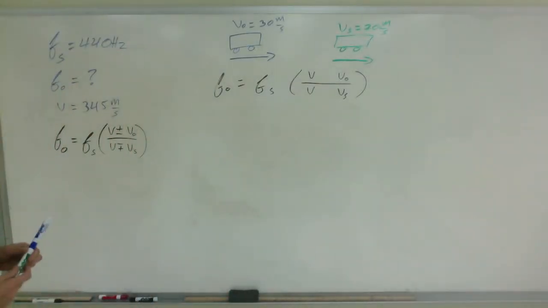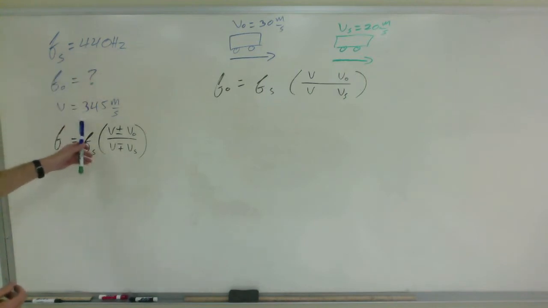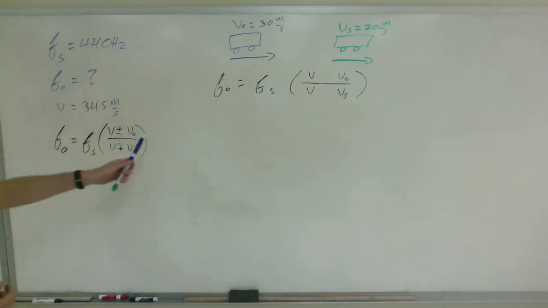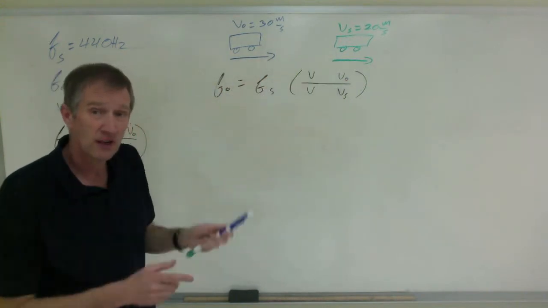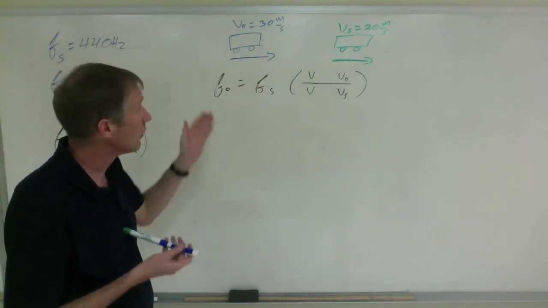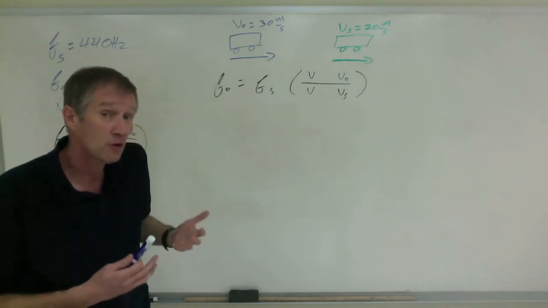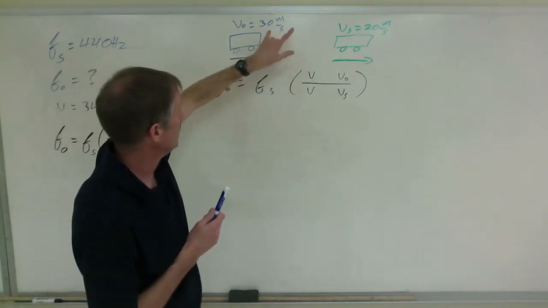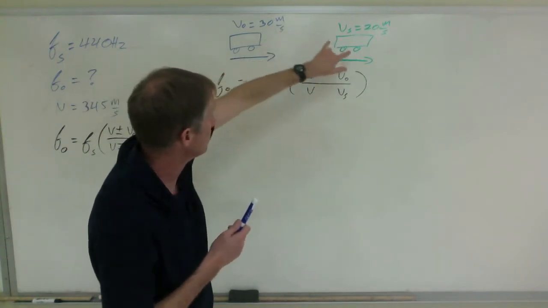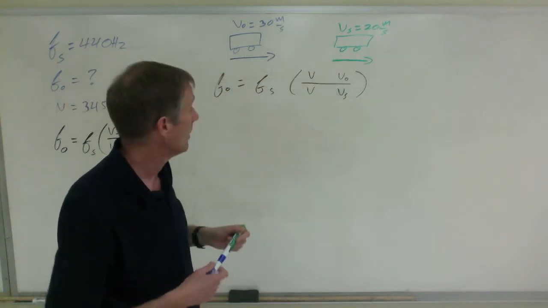Okay, the last example. Same frequency, same speed of sound in air, basic equation. The observer's in blue, the source is in green. They're going in the same direction at different speeds. If they were going in the same direction at the same speed, you'd hear the actual frequency. But they're not. They're going in the same direction at different speeds, all right? 30 versus 20, there's a 10 meter per second difference.